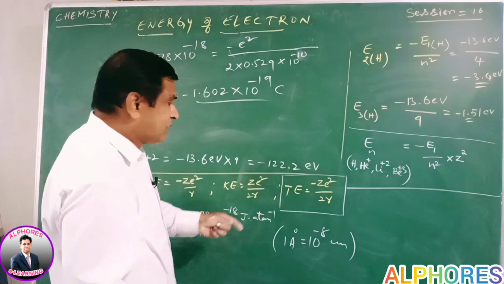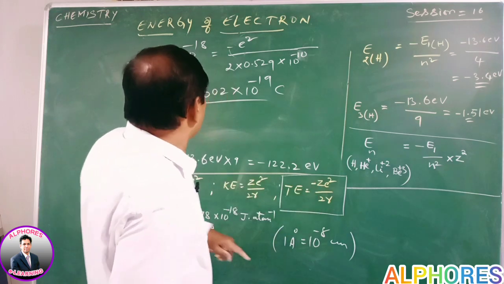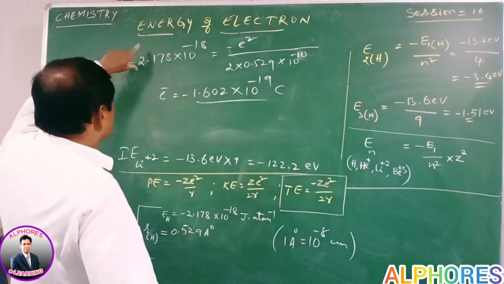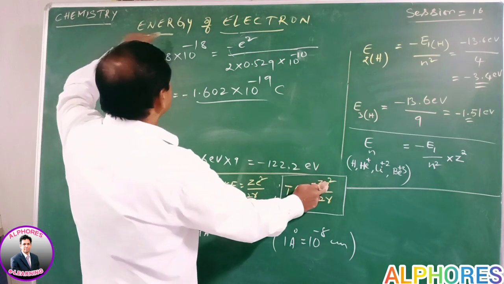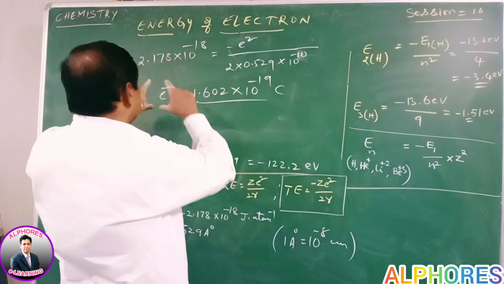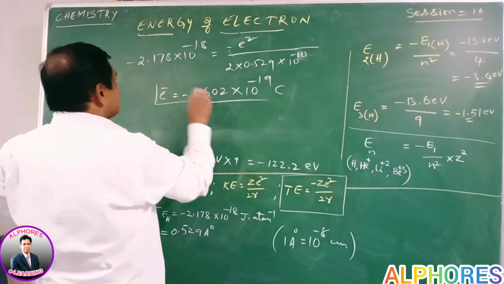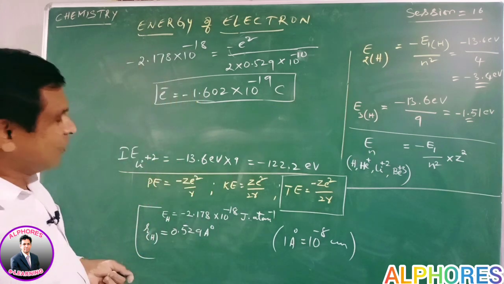As we know, total energy is equal to minus ZE square by 2R. The radius is given, so we can calculate the charge on the electron like this. This is how to calculate the charge on the electron. Okay, that is done.